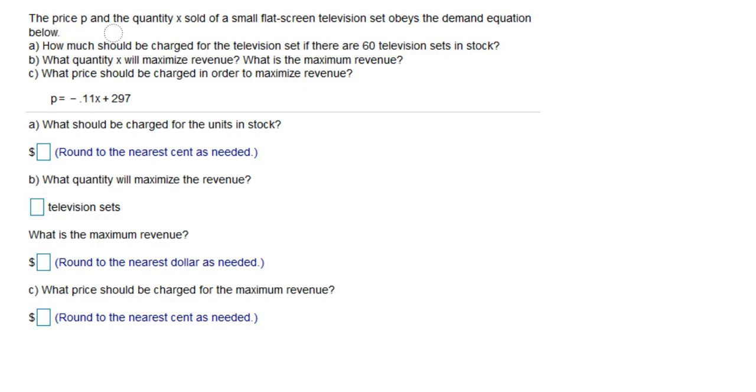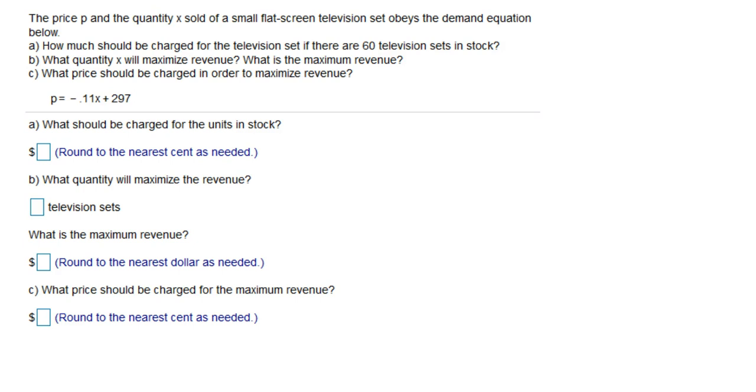The price P and the quantity X sold of a small flat screen television set obeys the demand equation below. How much should be charged for the television set if there are 60 television sets in stock? What quantity X should maximize the revenue? What is the maximum revenue? What price should be charged in order to maximize revenue?